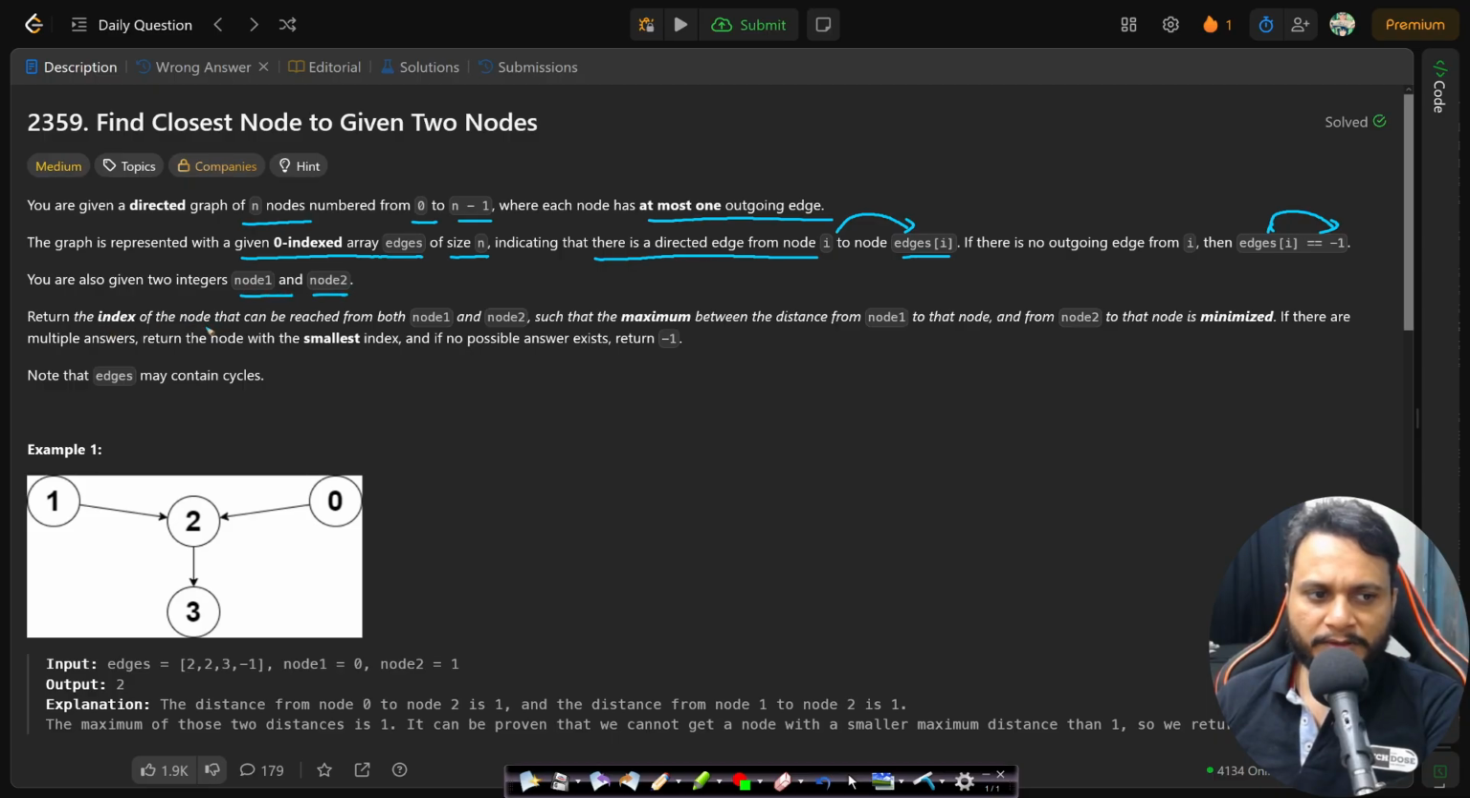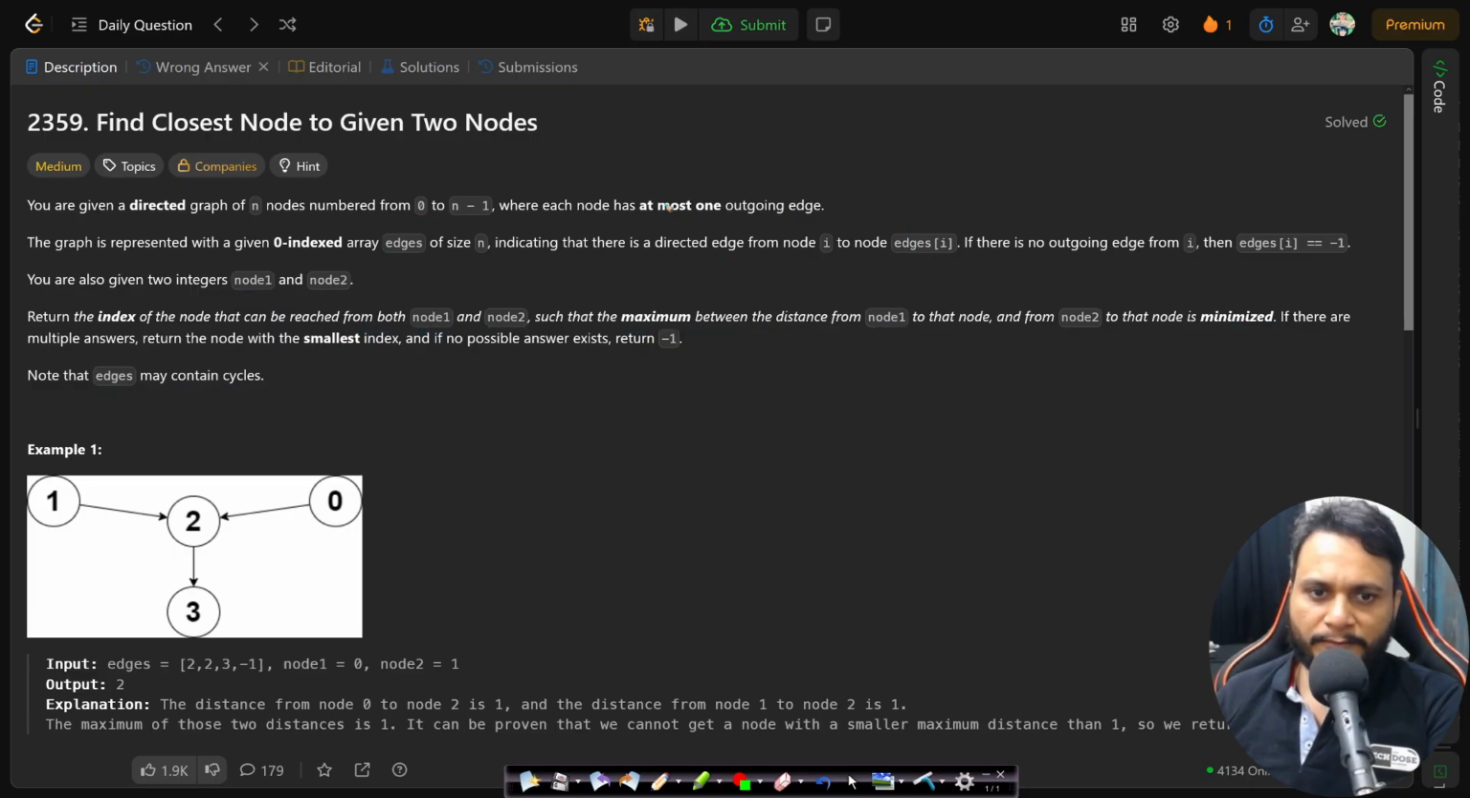Return the index of the node that can be reached from both node1 and node2, such that the maximum between the distance from node1 to that node and from node2 to that node is minimized. If there are multiple answers, we need to return the node with the smallest index, and if it is not possible, then we need to return -1. Note that the edges may contain cycles.